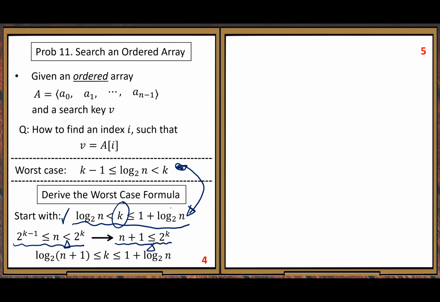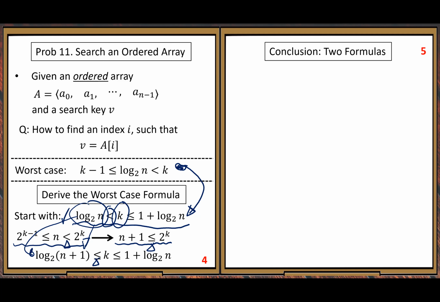Then we take log base 2, so look at this improved inequality. We can improve it to log base 2 of n plus 1. Slightly better, right? Because here we can use an equal sign, and here a strictly greater than sign. So you can see it is an improved version. From this improved version, we can write equality.